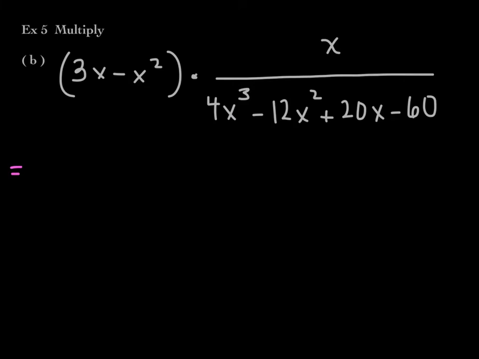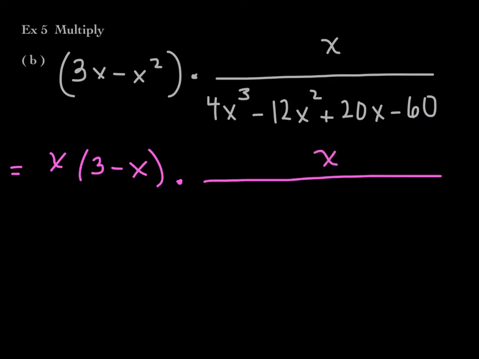Now, this first binomial, the GCF is x. So I'm going to factor out the x, leaving you with 3 minus x like that. And then this denominator, first of all, the numerator is just x, so just write down x. This is a polynomial of 4 terms, so you're going to have to factor by grouping.